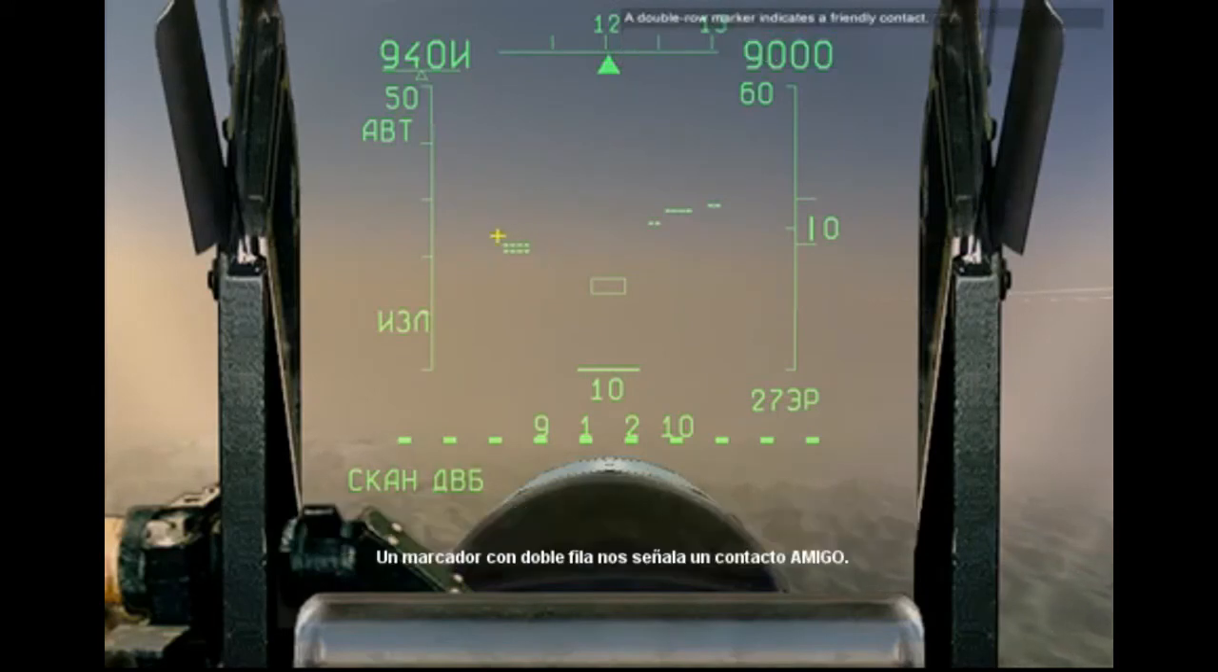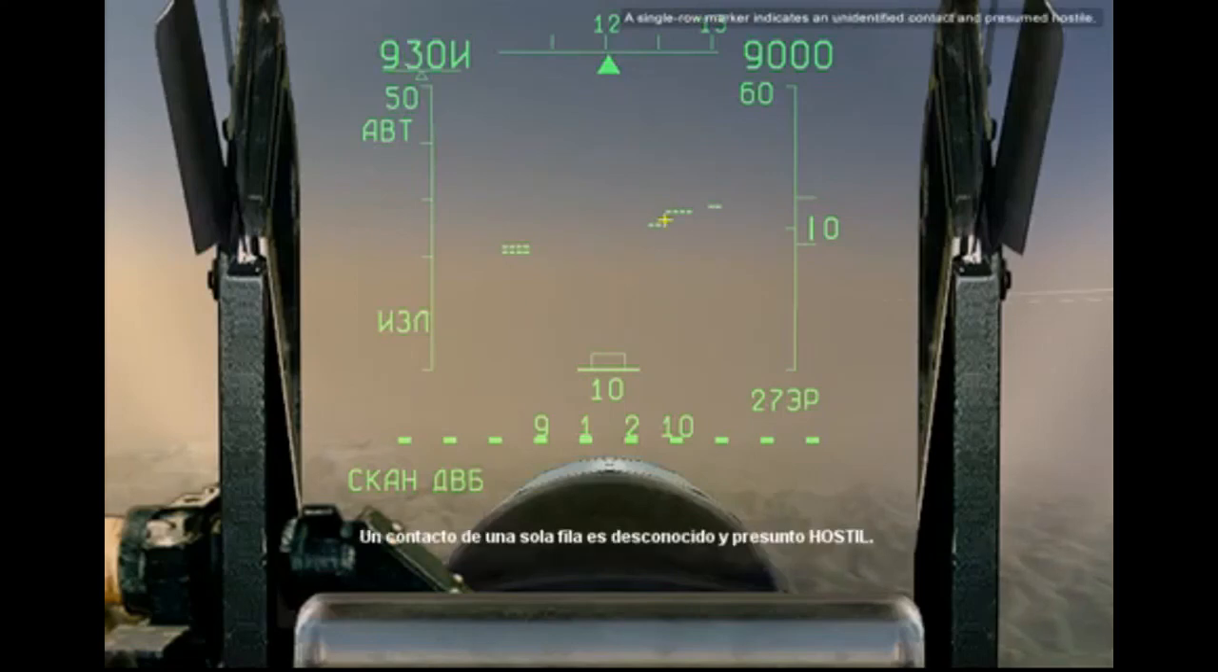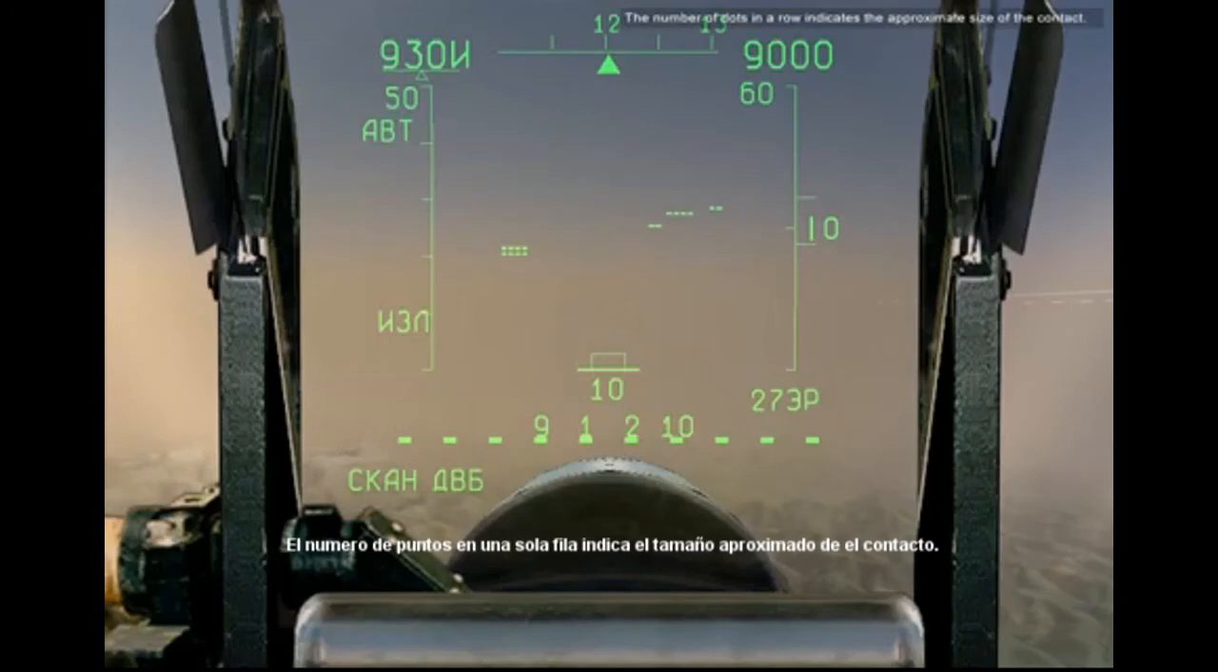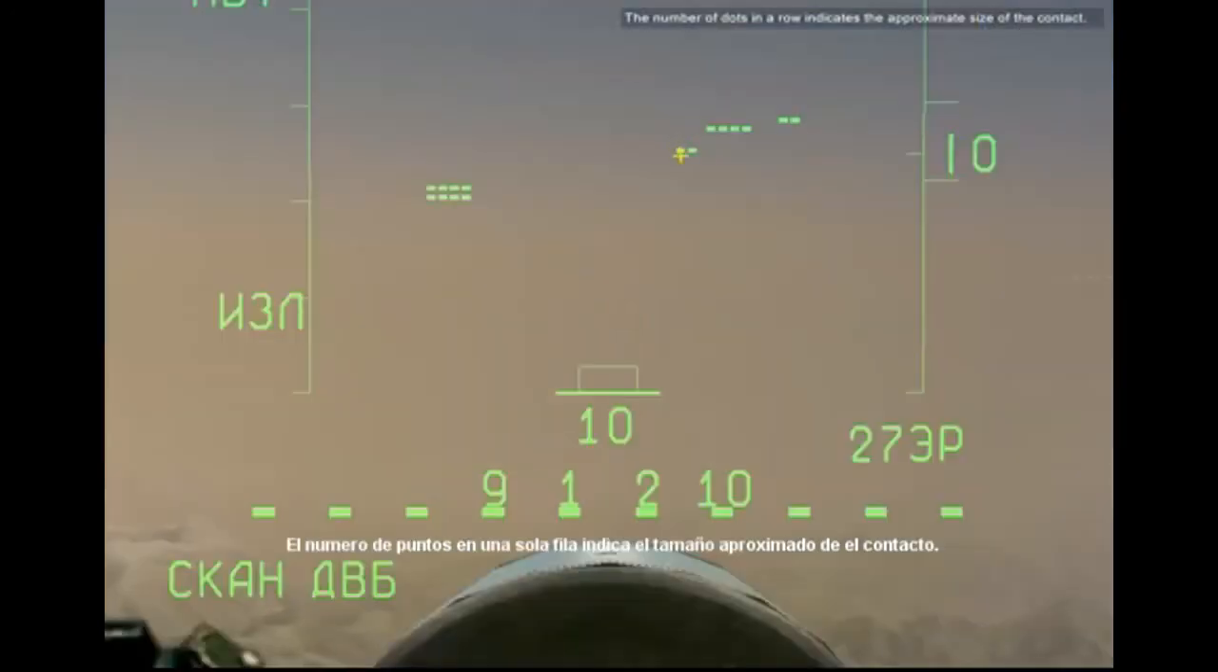A double row marker indicates a friendly contact. A single row marker indicates an unidentified contact and presumed hostile. The number of dots in a row indicates the approximate size of the contact.